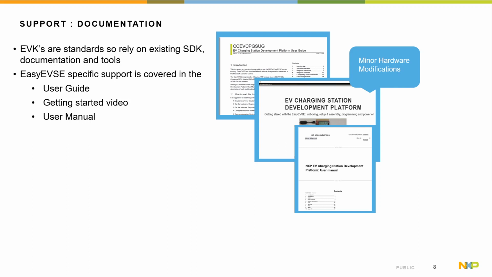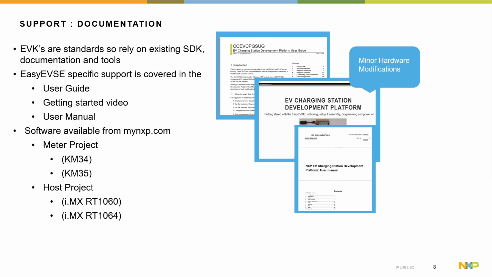Then we have a more in-depth look at each of those building blocks in far more detail via the user manual. The software is available for download, providing you have your nxp.com account, and it comprises software for running on the metrology board. We have two versions, one for the KM34, one for the KM35. The reason why we've done that is because we don't want access limited by availability of boards. So we felt that having projects for different boards would help getting access to them and beginning the evaluation.